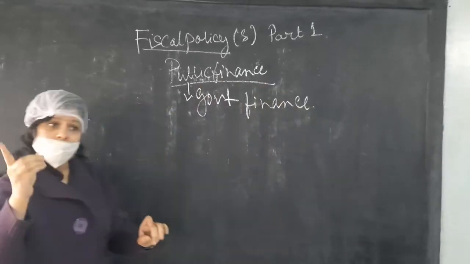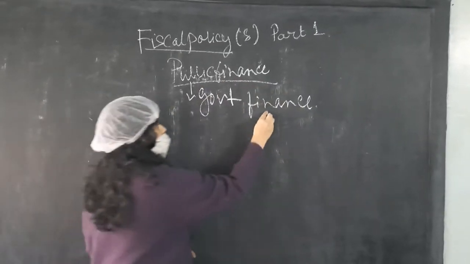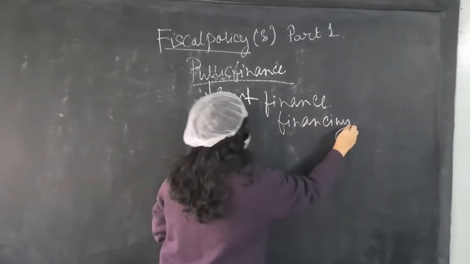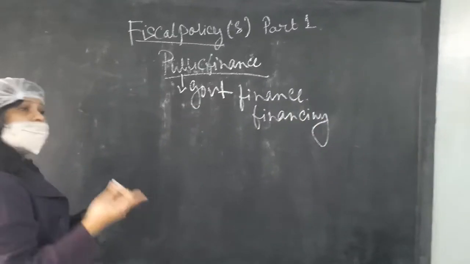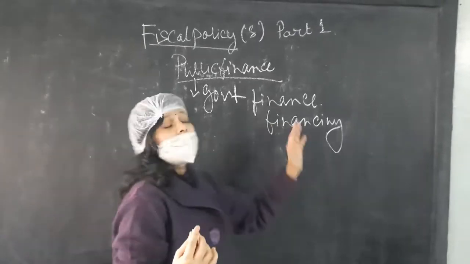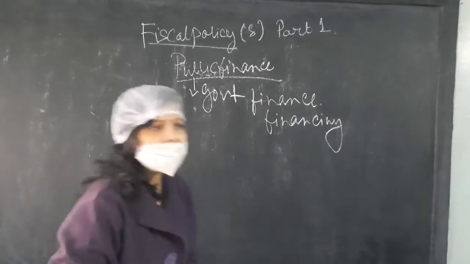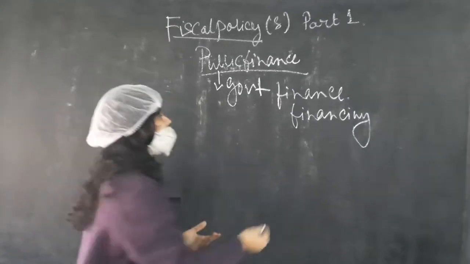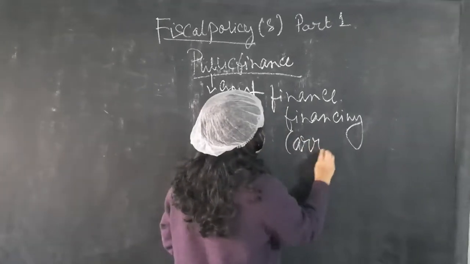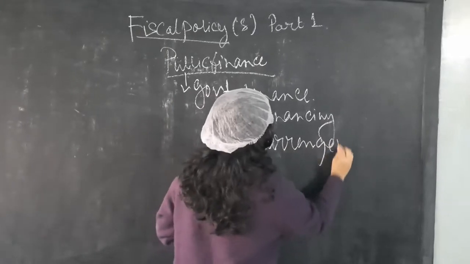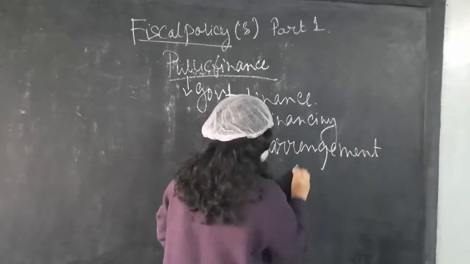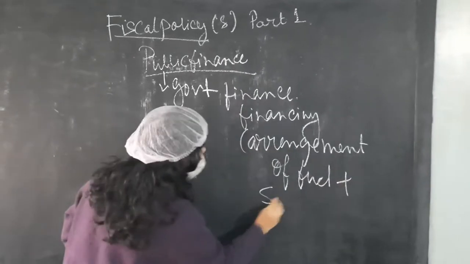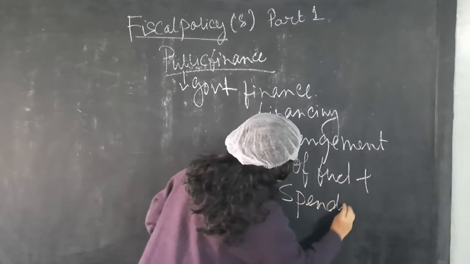What is the meaning of financing? Government finance, what does it mean? First we should know the meaning of financing. Because at home we are doing this. What is that? That is arrangement of fund, plus spending of fund. Both.